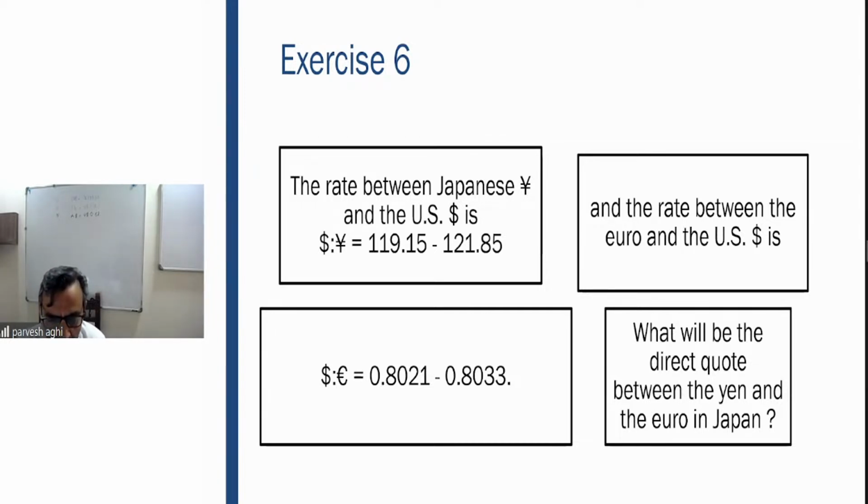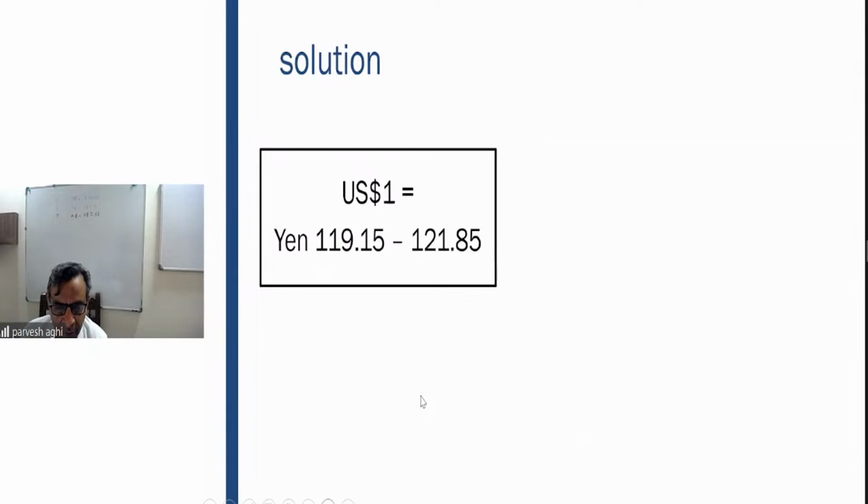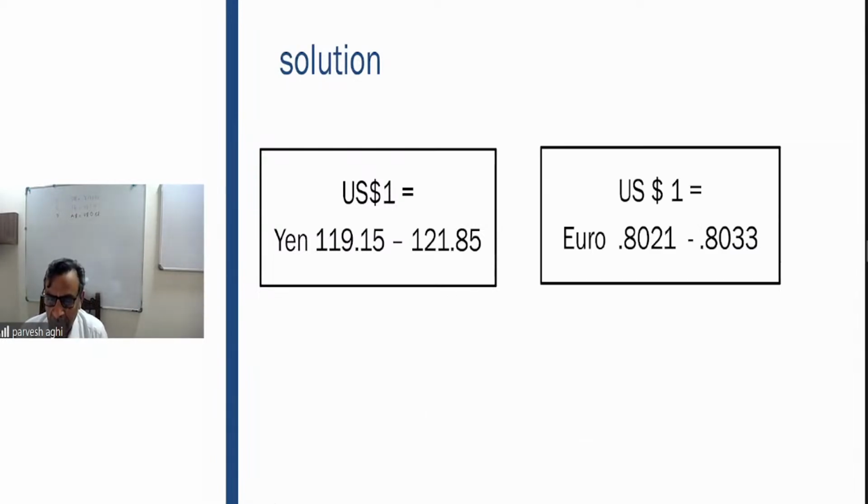But if you look at the quotes, they are given in a reverse order. Here the first box says $1 is equal to so many yen. Similarly, $1 is equal to so many euros. In $1, you will get fewer euros, isn't it? It's not like 1 euro is equal to so many dollars. It will be $1 equals so many euros. So let's understand. One US dollar is 119.15, and similarly, one US dollar is equal to so many euros.